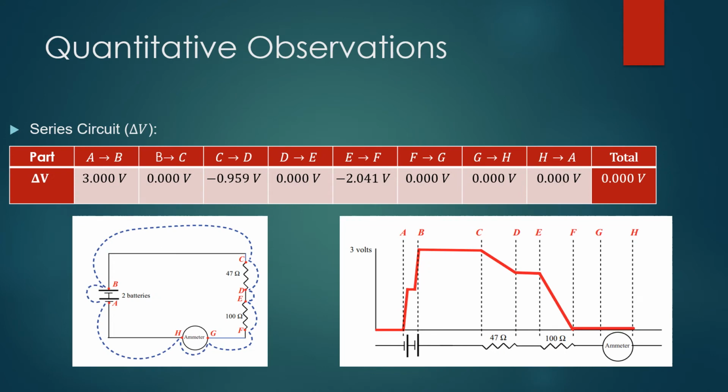This table shows the voltage across each of the elements of the circuit corresponding to the diagram shown on the bottom left. The graph in the bottom right shows the voltage versus the component, and notice that the net voltage through a loop of the circuit is 0 volts.